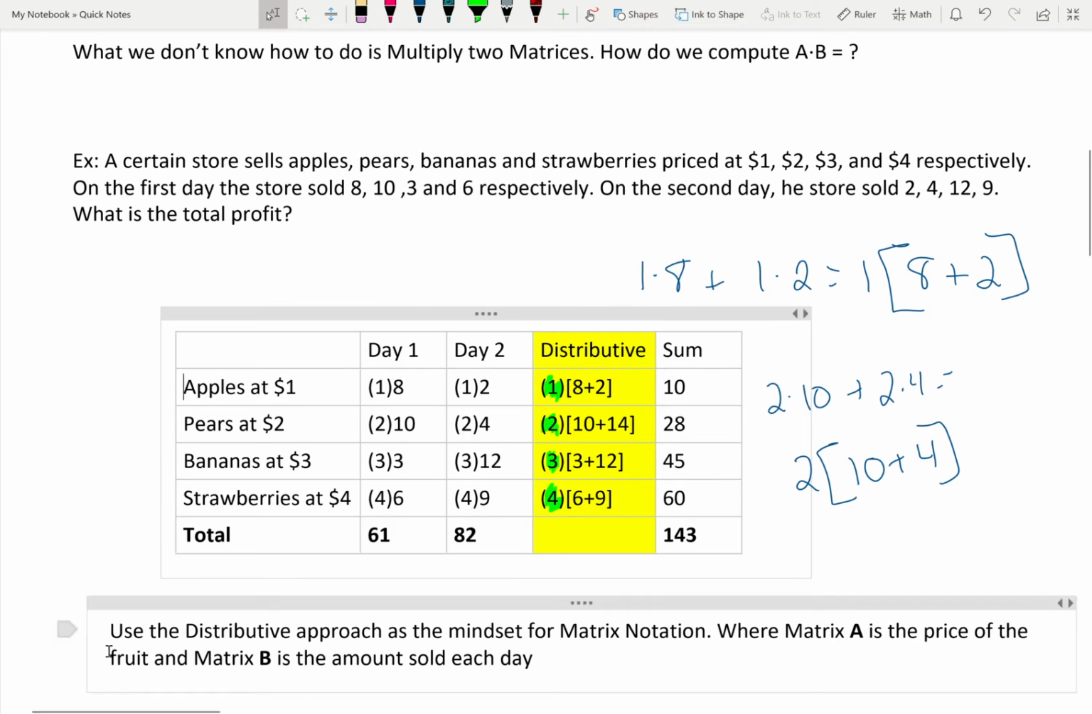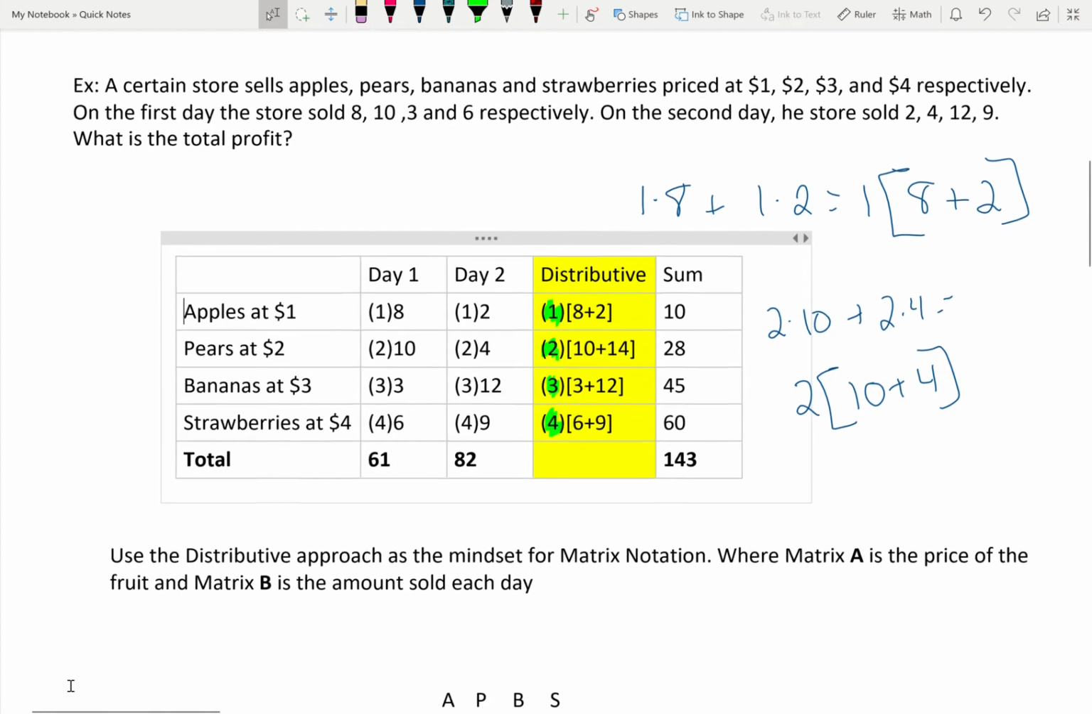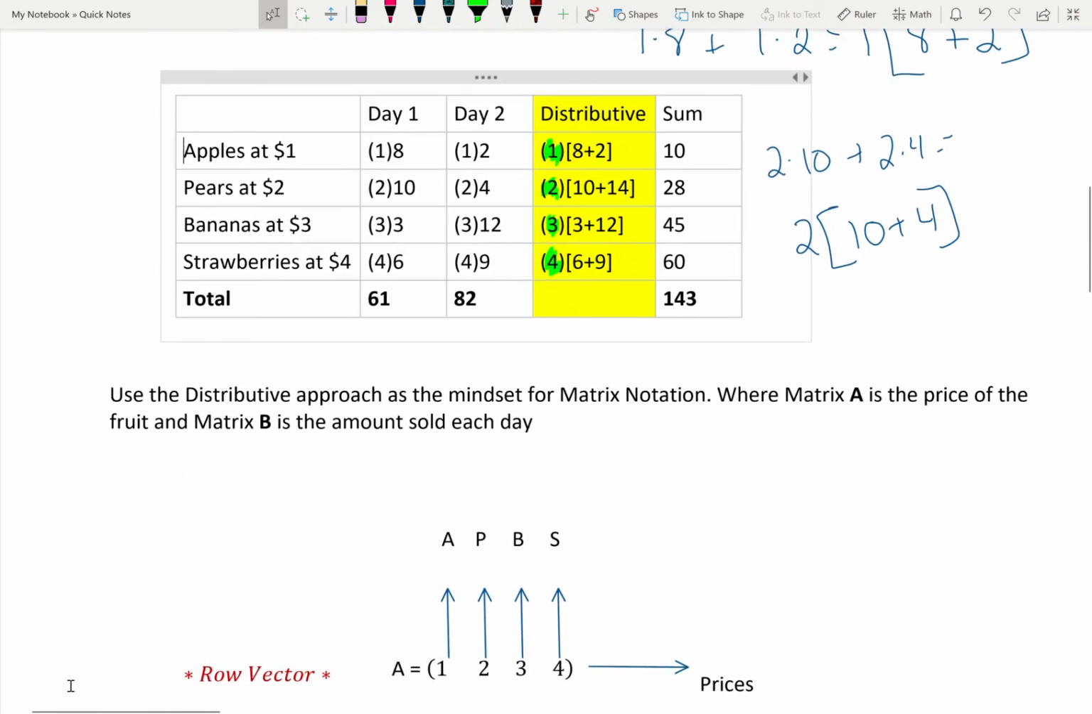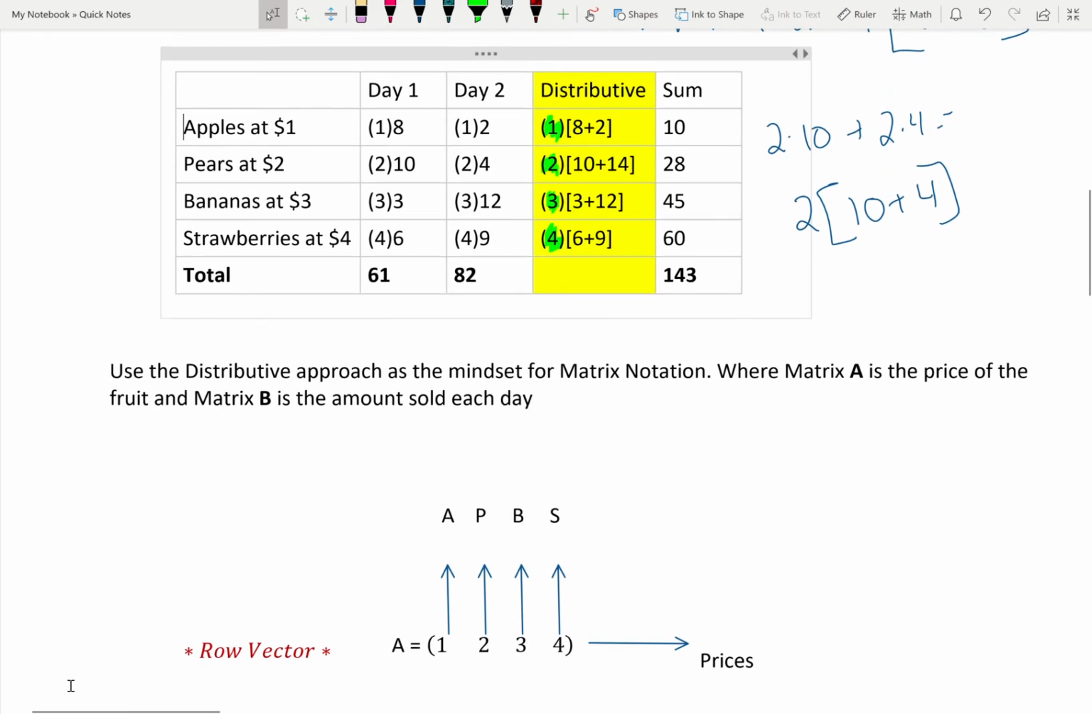So they use the distributive approach as a mindset for matrix notation, where in our case, the way I set up the question is that matrix A is the price of the fruit, and matrix B is the amount sold each day. So you'll see what I mean. So here's matrix A that I created. Matrix A is what we call a row vector.